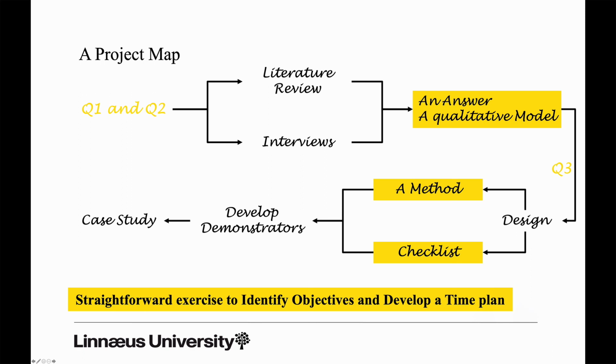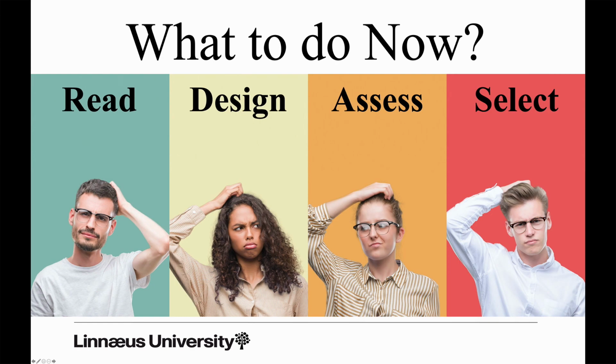So this is a really ambitious project, and I would say it's not feasible for a single student in 20 weeks to do all this. But when you've done your product map, it should be a straightforward exercise to identify objectives and also to develop a time plan. Because you can time box, and you should time box each and every one of these activities in order to make sure that you have time at the end to write up the thesis and iterate a couple of times on the report, etc. So that was the second part.